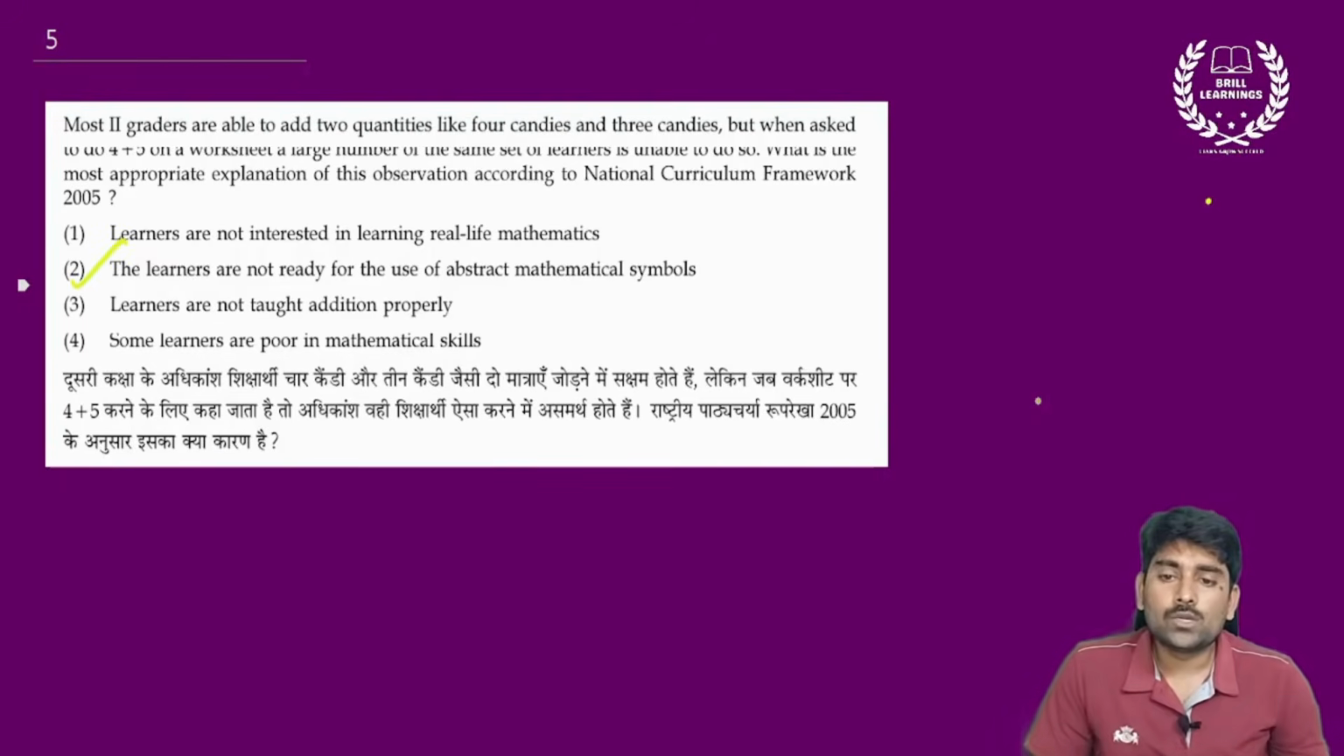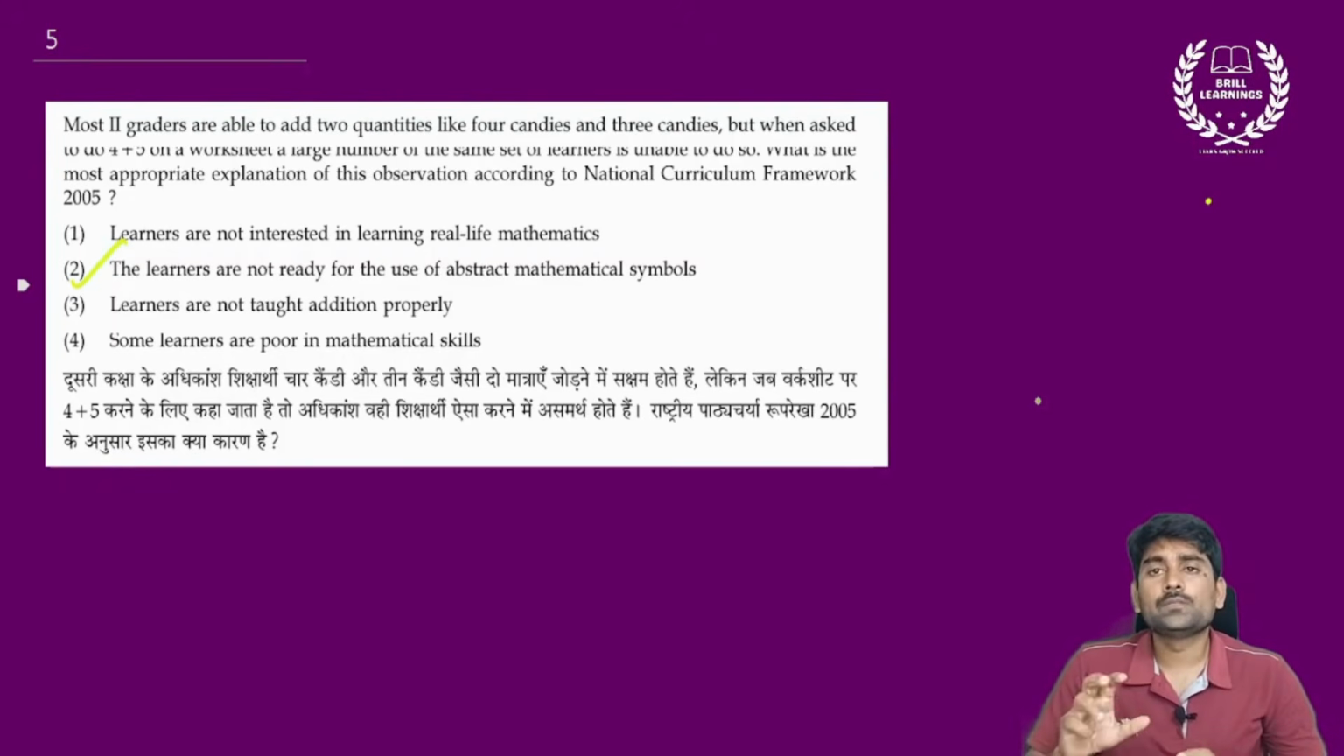Learners are not taught additions properly. This is a wrong statement. Some learners are poor in mathematical skills. This is also a wrong statement. That means with this, what we can understand is that with the help of concrete objects, they can easily do additions, whereas using the abstract representation of numbers or mathematical symbols or operations, it becomes somewhat difficult for grade 2 as per the NCF 2005. Let's move on to the next question.